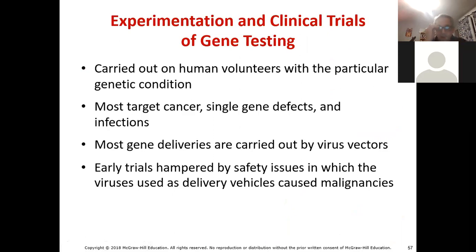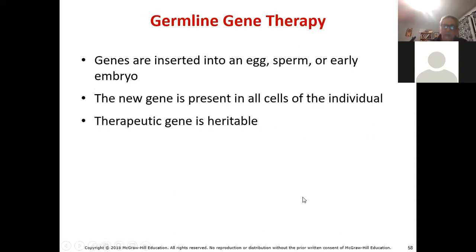Experimentation and clinical trials of gene therapy are carried out on human volunteers with a particular genetic condition. Most of these experiments are targeting cancer, single gene defects, and infections. Most gene deliveries are carried out by virus vectors. Early trials were hampered by safety issues in which the virus used to deliver the genes, the vehicles, actually caused malignancies themselves.